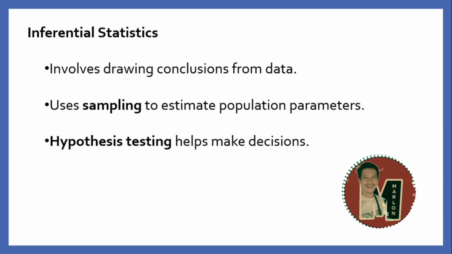Hypothesis testing helps make decisions. Hypothesis testing is a method used to determine whether a hypothesis about a population is true. For example, testing whether the average weight of apples from a farm is 150 grams. The null hypothesis: mean is equal to 150 grams. And the alternative hypothesis: mean not equal to 150 grams.